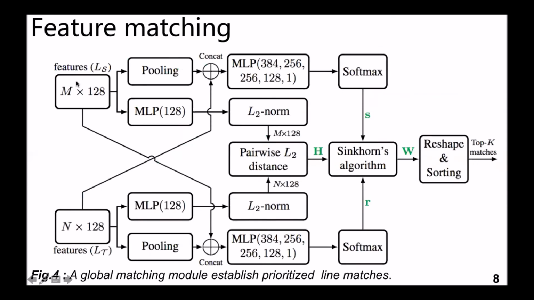Given line-wise features, one from the source and one from the target, we use a global matching module to establish a prioritized line matching list in an optimal transport framework.